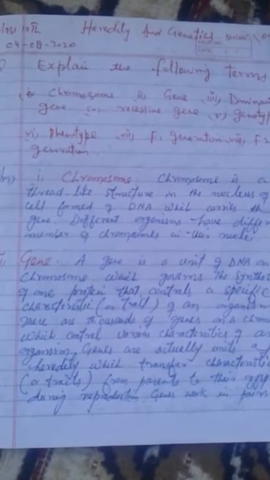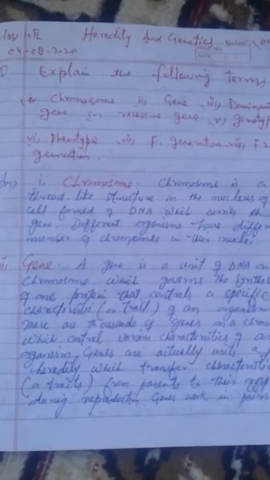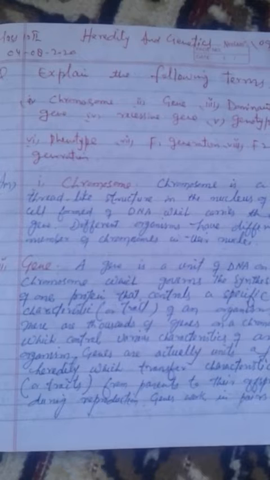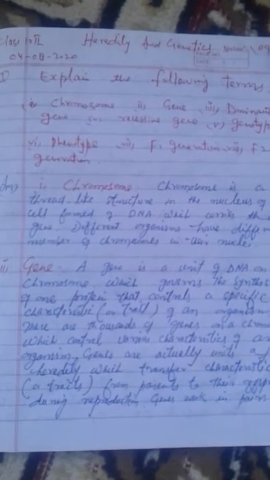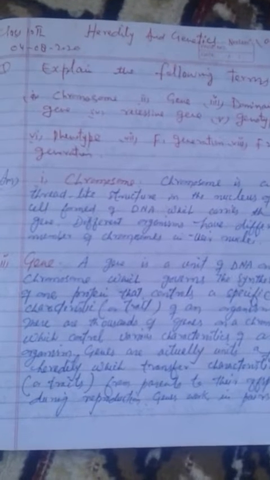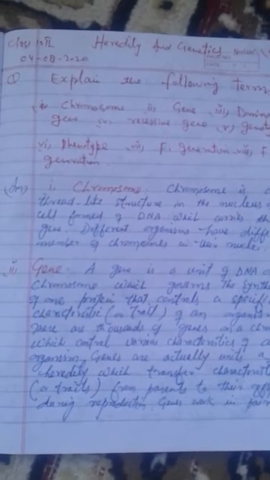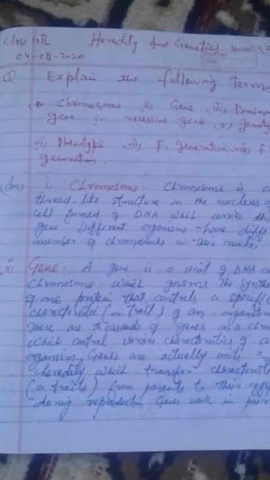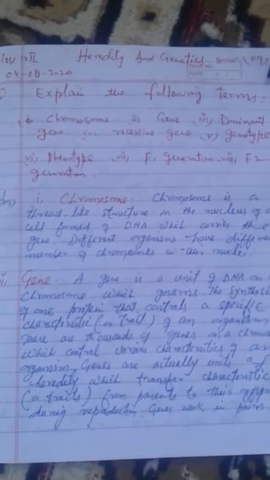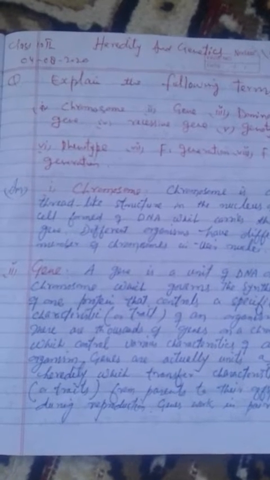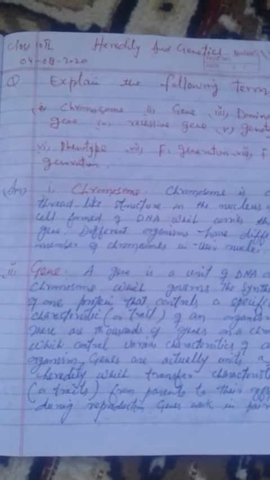Genes are represented by letters. Genes controlling same characteristics are given the same letters. For example, the gene for tallness is represented by the capital letter T, whereas the gene for dwarfness is represented by the small letter t. The letters capital T and small t actually represent two forms of the same gene, which controls the length of an organism.